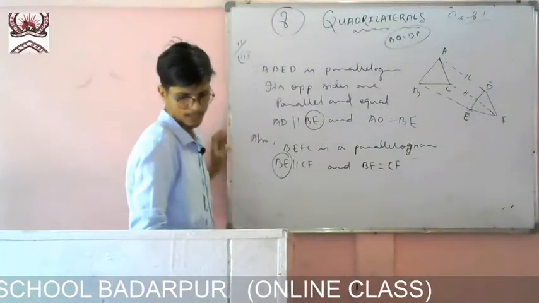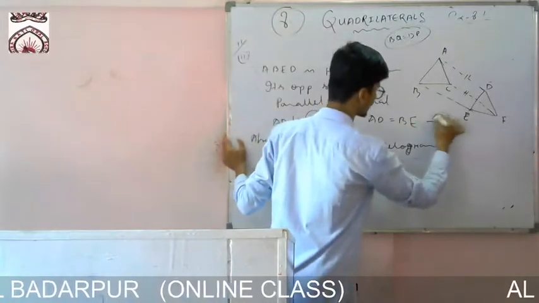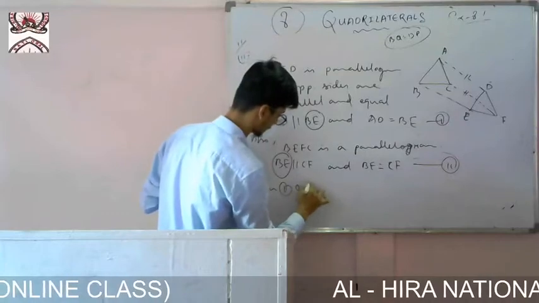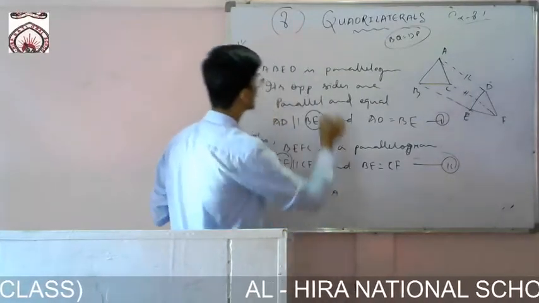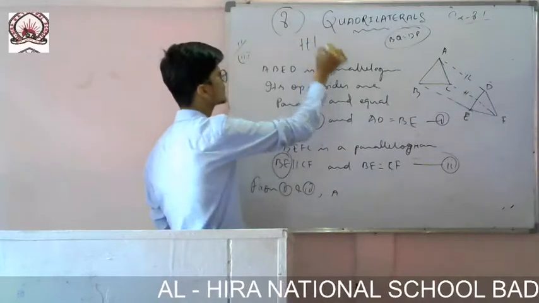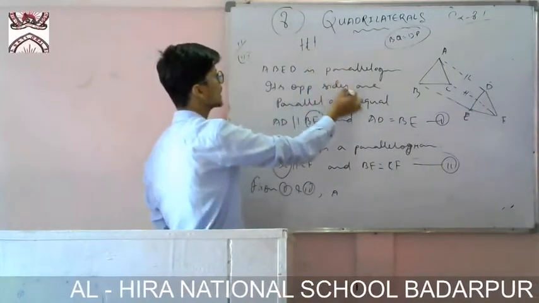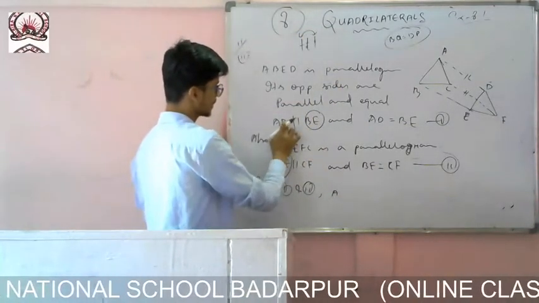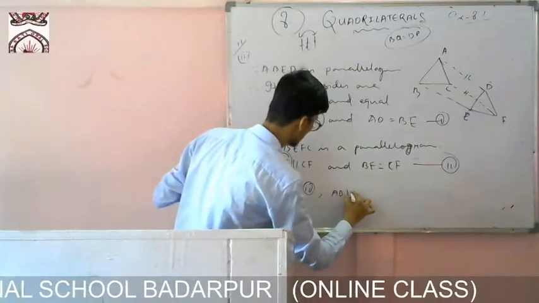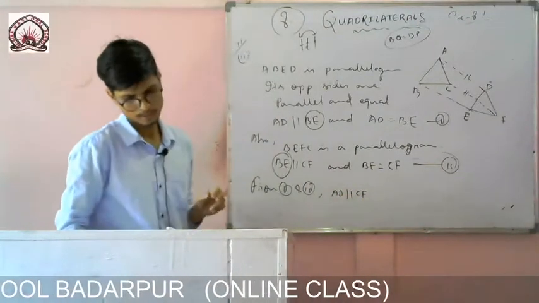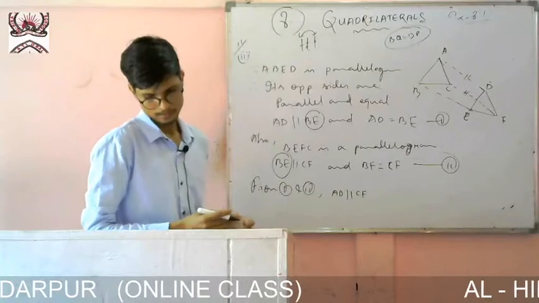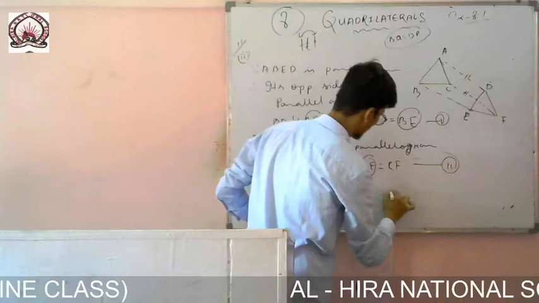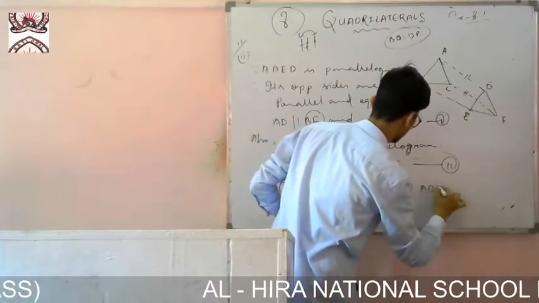So I can write, from 1 and 2, you give this one as Roman number 1, this one as Roman number 2. We know that if one line is parallel to a second line, and again the second line is parallel to a third line, then the first line is parallel to the third one also. So I can write AD is parallel to CF, and AD will be equal to CF, with BE common.